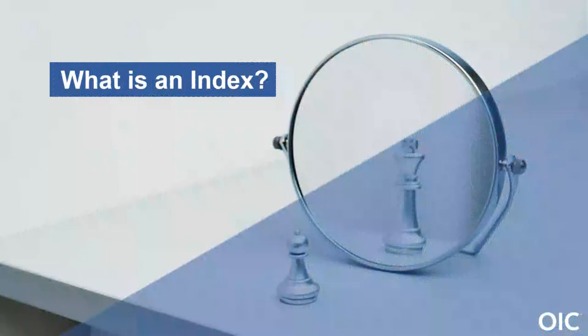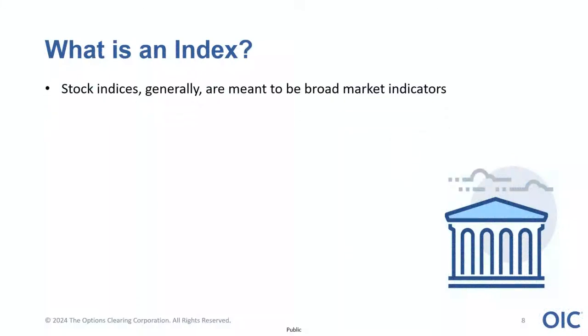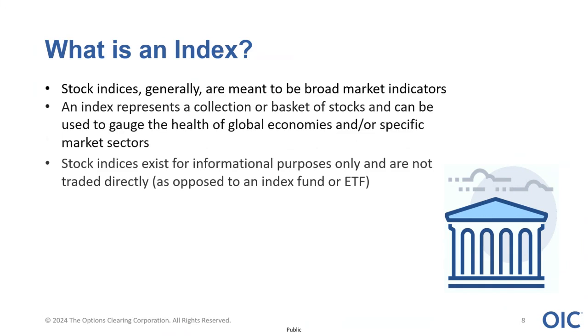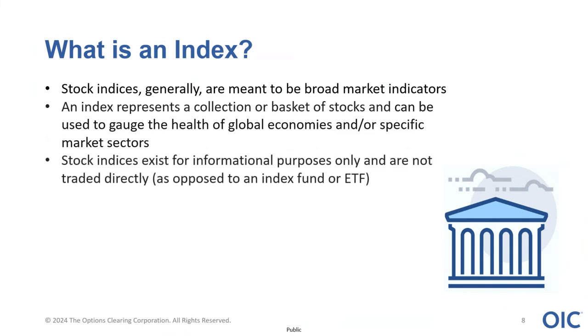So let's start at the beginning. What's an index? Stock indices generally are meant to be broad market indicators. What that means is that they represent a collection of stocks. It's a way to gauge and look at the broader marketplace in one price. And so they really exist for informational purposes and not to be traded directly. That's in direct contrast to something like an index fund or an ETF. Those are actually meant to be traded and changed hands directly one by one. But indices are made to be just a representation of the marketplace.